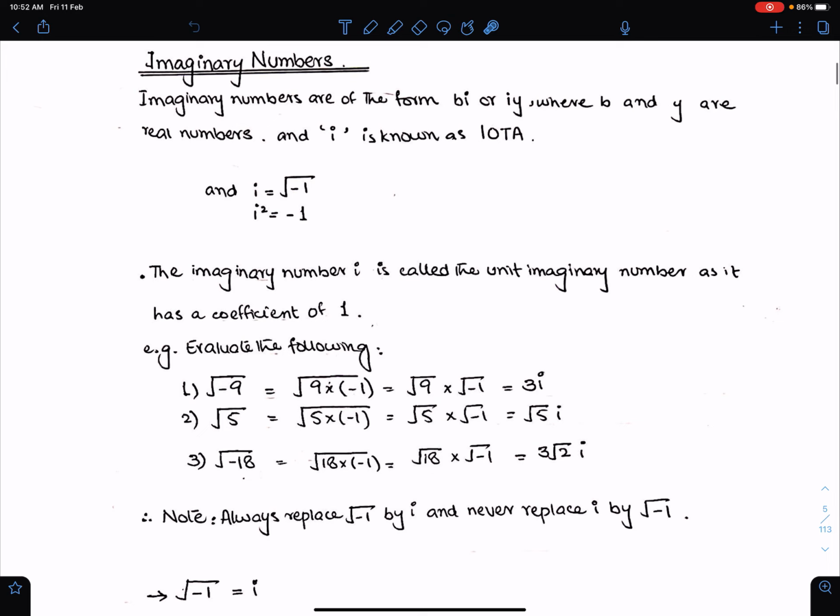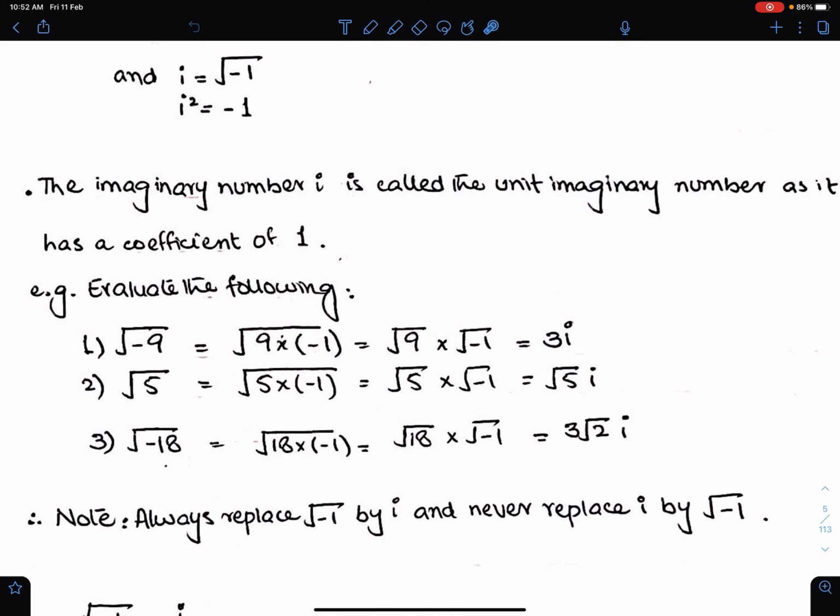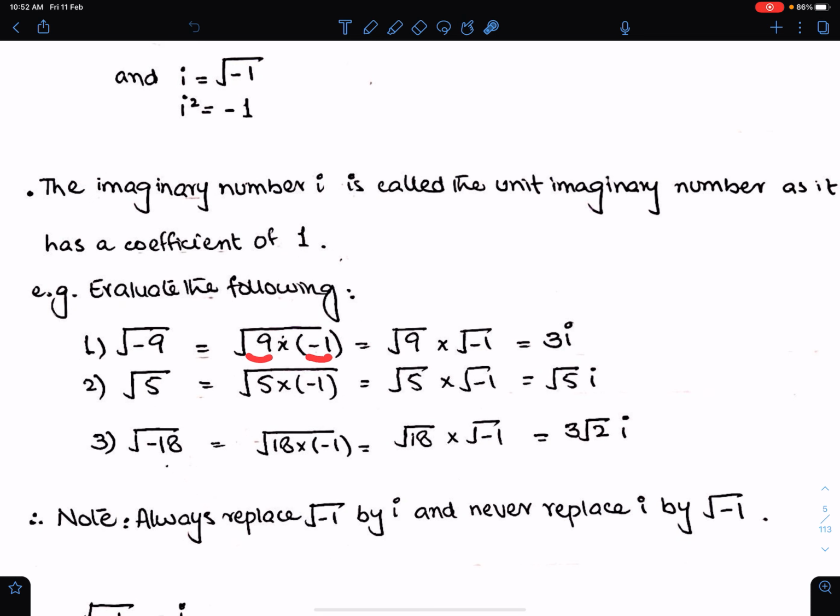Now, how to use i? Well, if we have to evaluate under root minus 9 in complex numbers, then we can write minus 9 as 9 times minus 1, and we can split the root. So we have under root 9 here and under root minus 1 here, and we all know under root minus 1 is i and under root 9 is 3. So under root minus 9 is 3i. So in complex numbers we have to write under root minus 9 as 3i.